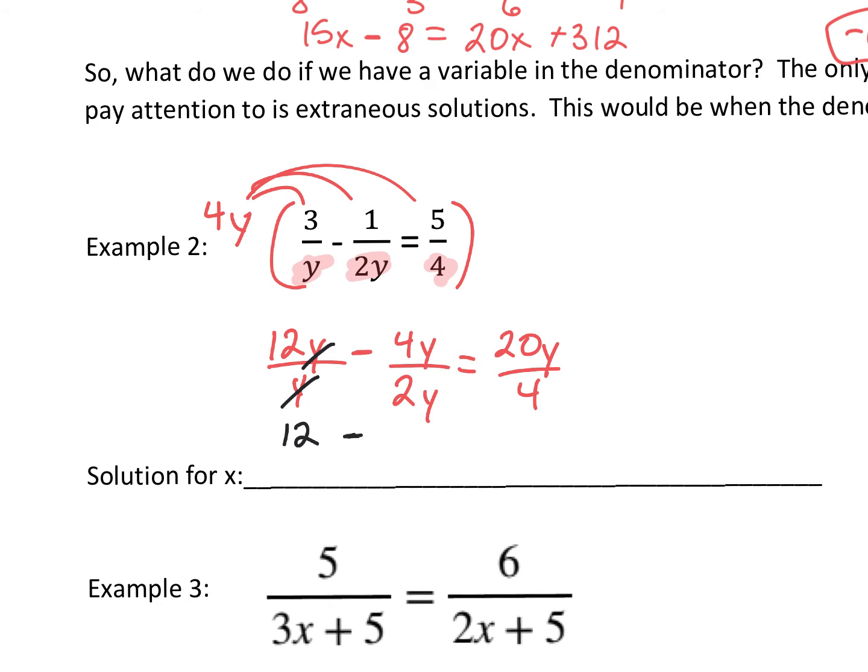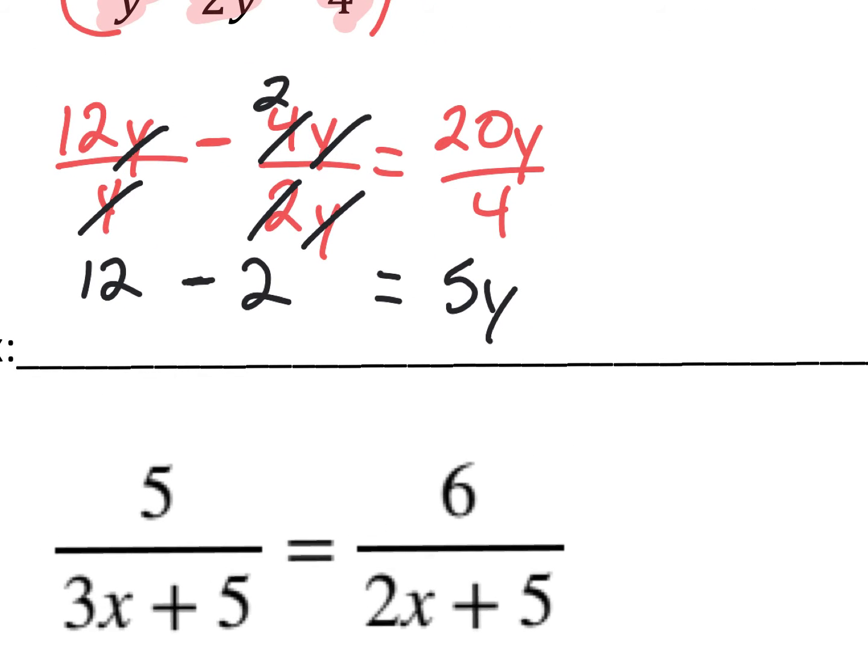It's going to be a negative. Yep, we're going to keep that minus sign. 4 over 2 is going to be what? 2, or 2 over 1. What about those y's? They're going to cancel too. So actually it's just going to be minus 2. And then we got 20y over 4, just 5y. Now I just have 12 minus 2 equals 5y. That's pretty easy, right? 10 equals 5y. y equals 2. Divide by 5.